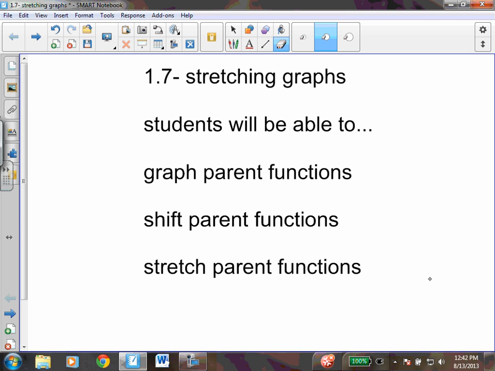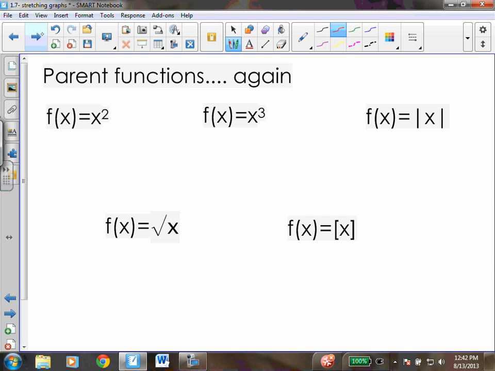Today we're going to be studying graphing again, but this time we're going to be stretching our graphs. Our goals are still the same. We'll be able to graph parent functions, shift parent functions, and we're going to add stretching into the equation. First, let's review our parent functions.